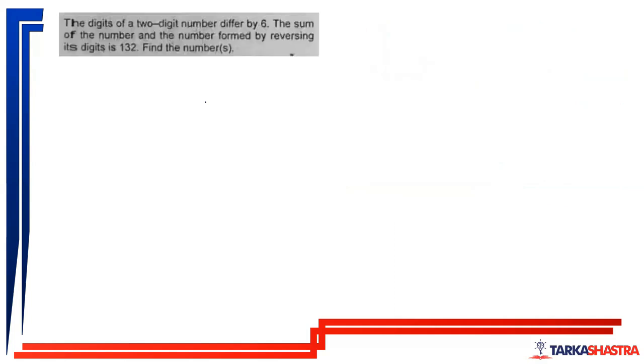Okay. Next, the digits of a two-digit number differ by 6. So let us say there is a two-digit number xy. The digits of the two-digit number differ by 6. So it can be something like this, or it can be something like this. And we don't know whether x is greater or y is greater.